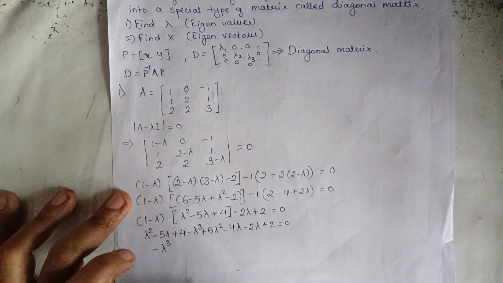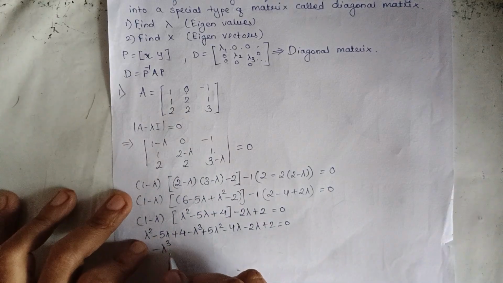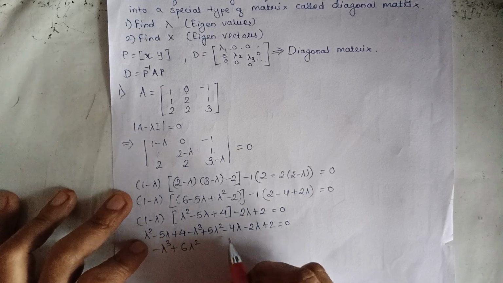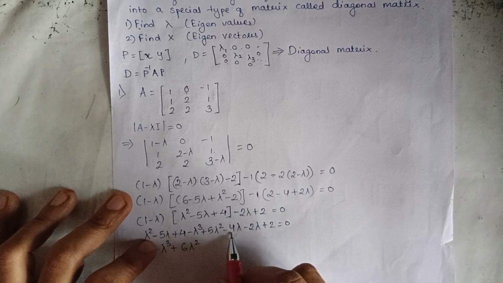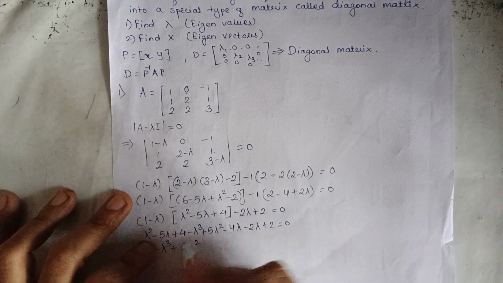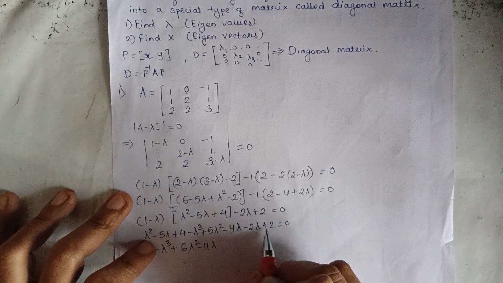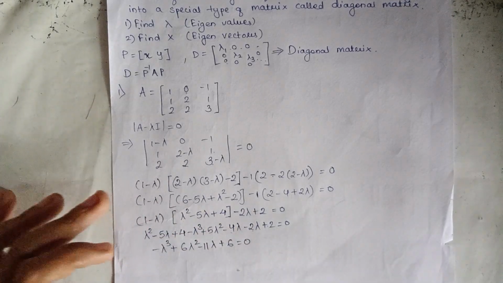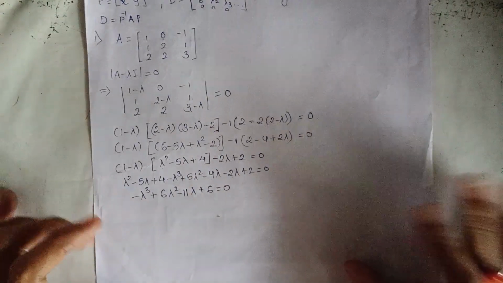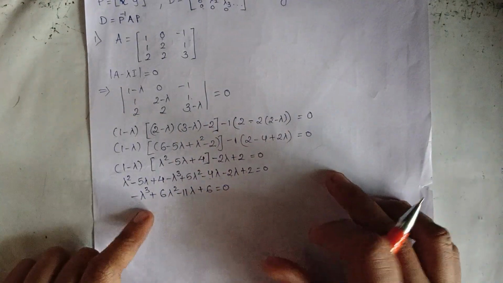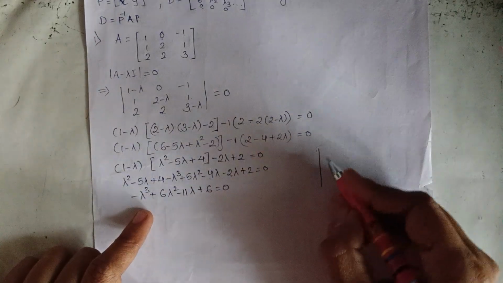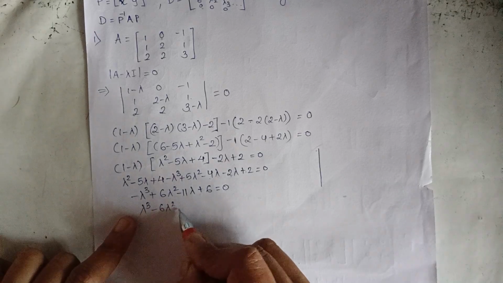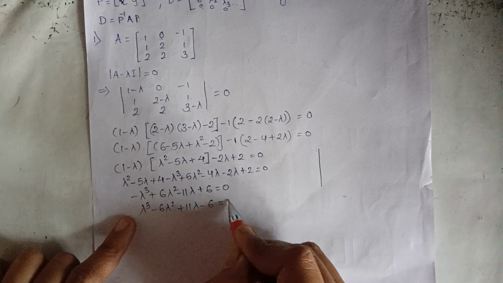So minus lambda cube, lambda square and 5 lambda square is 6 lambda square, minus 4 lambda minus 2 lambda minus 5 lambda is minus 11 lambda, and 4 plus 2 is 6, equal to 0. Now you have to use synthetic division. Using synthetic division, you can change the sign: lambda cube minus 6 lambda square plus 11 lambda minus 6 equal to 0.